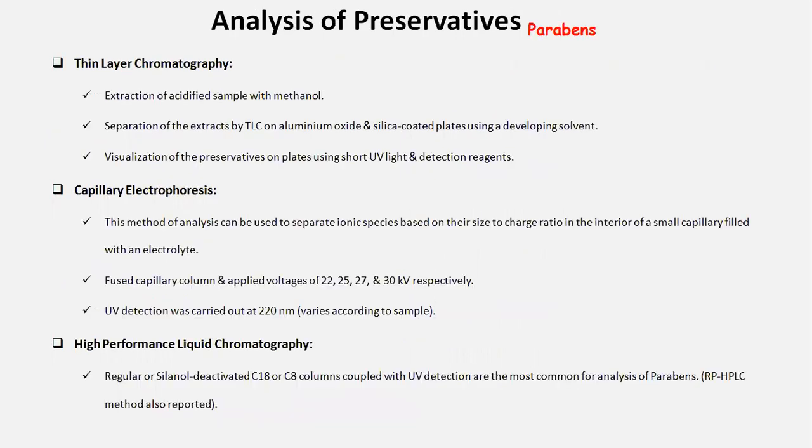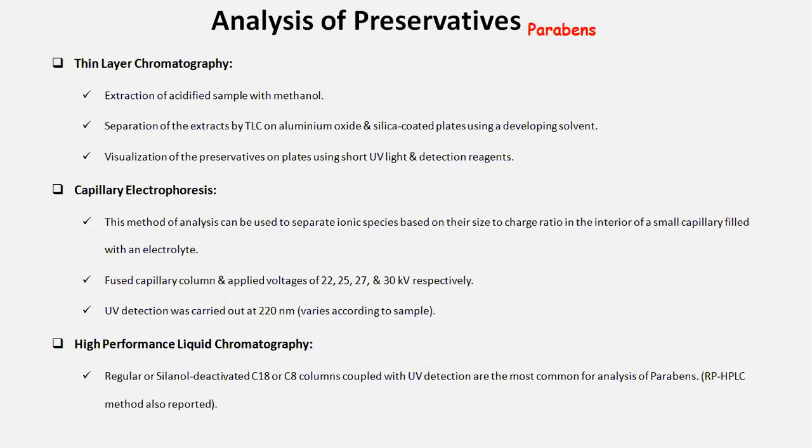First we will see the analysis of preservatives of parabens like methyl paraben, ethyl paraben, propyl and butyl parabens. So how can we analyze these preservatives? First we had seen quality parameters, then we entered into the analytical part of these preservatives, where we are using instruments majorly. So the first technique for analysis of preservatives is thin layer chromatography.